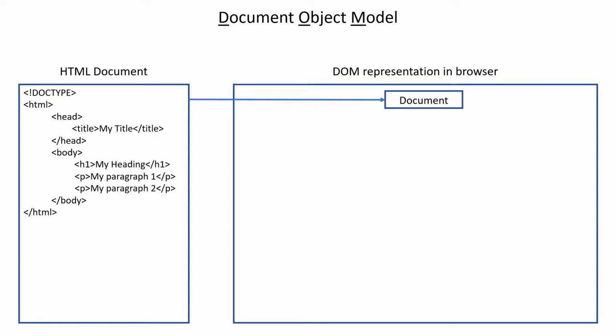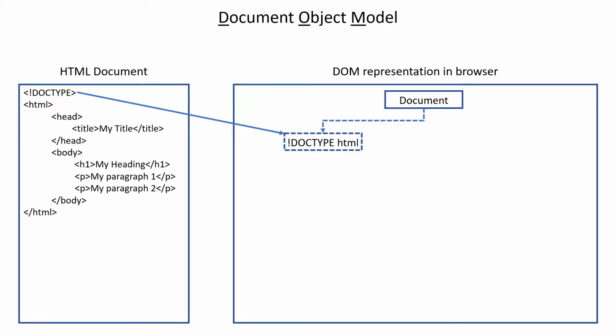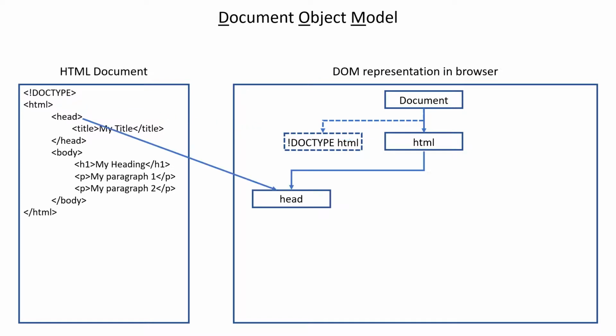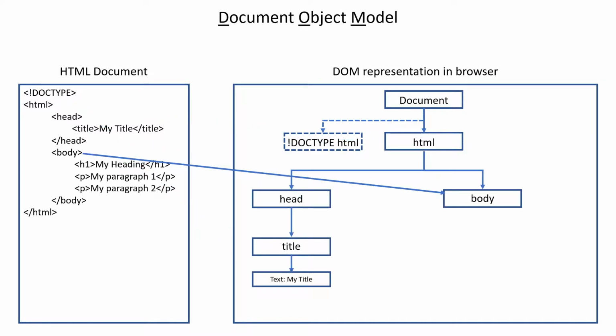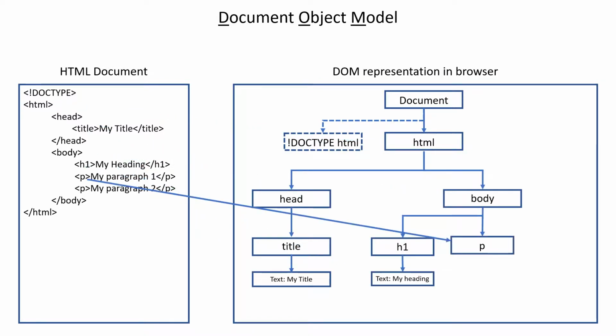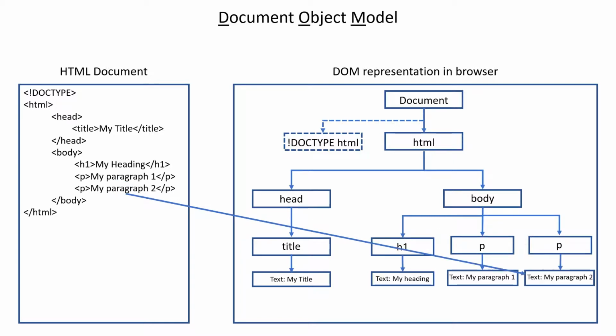The first node is the document node. The document node then has the doctype and the HTML child nodes. And then it continues going through each element and forms a node for each element until the entire document is parsed into the browser in this tree of node objects.